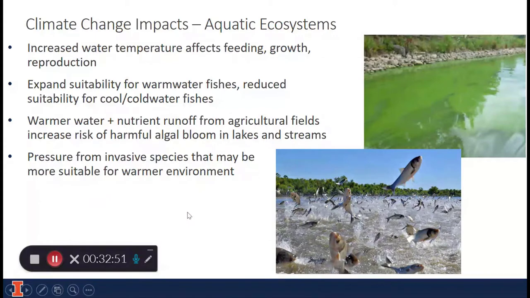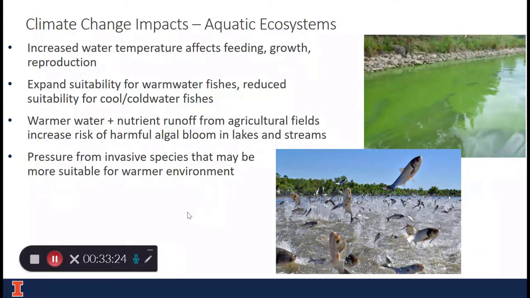All right, so moving underwater now to some aquatic ecosystems. Air temperatures have increased across Illinois, so have water temperatures. An increased water temperature affects several things as far as aquatic ecosystems are concerned. It affects feeding, it affects growth, and it affects reproduction. Increased water temperatures expand suitability for warm water fishes. That can be beneficial for certain native species of warm water fishes, but it then reduces suitability for cool or cold water fishes, including some of our more important sport fishes across Illinois.